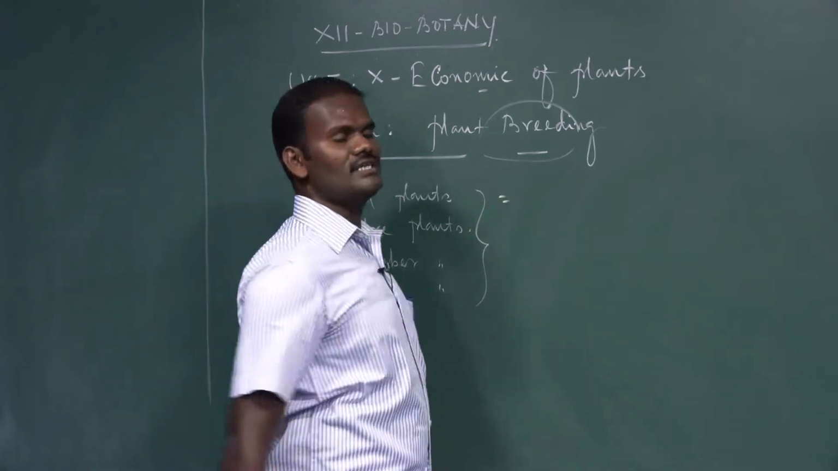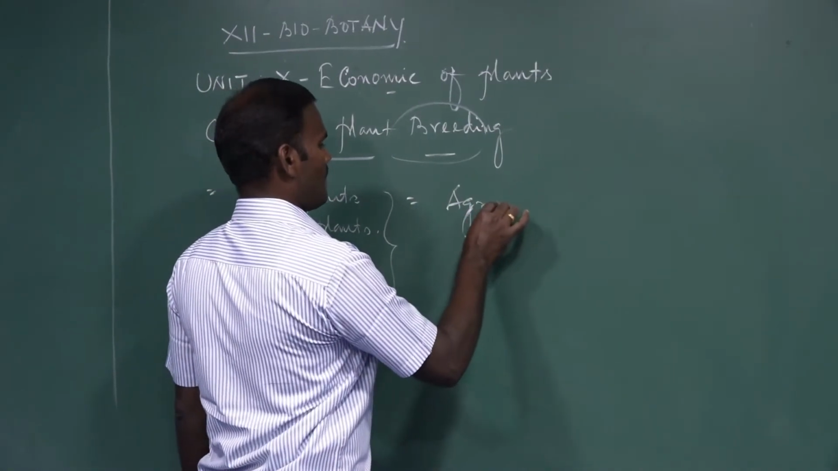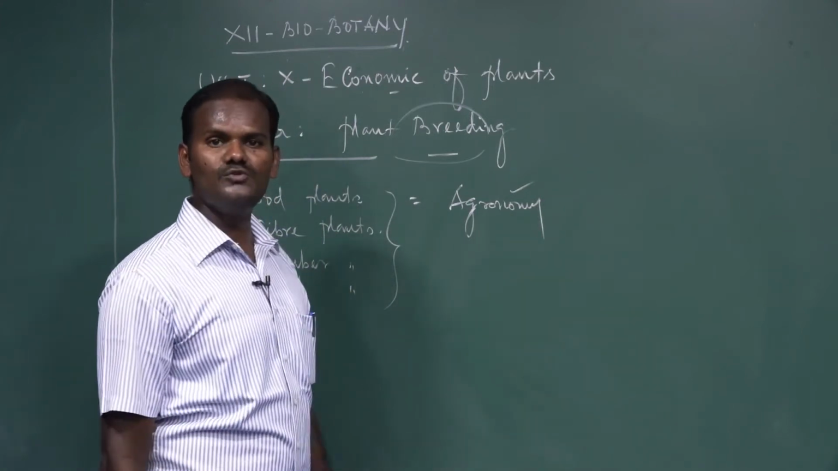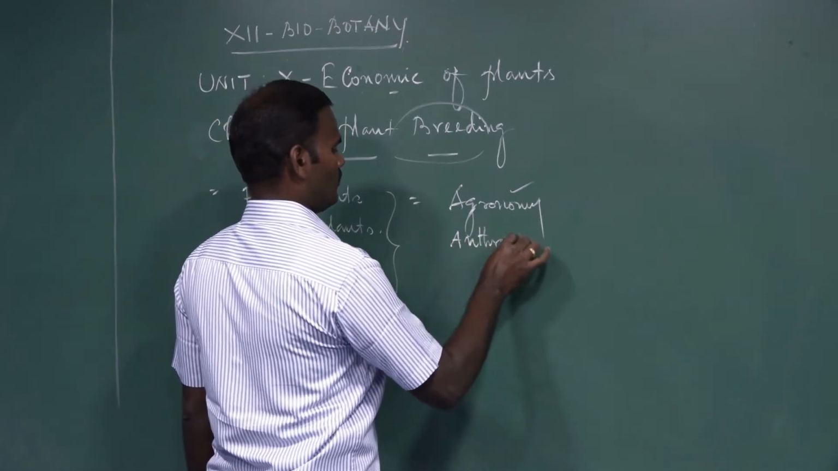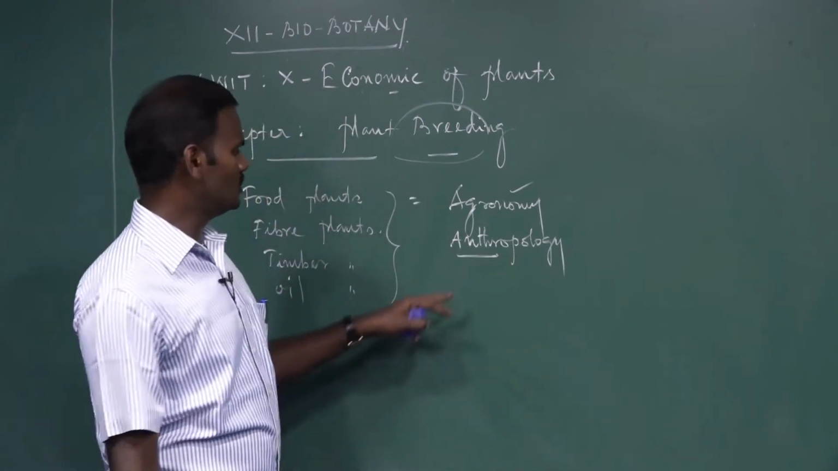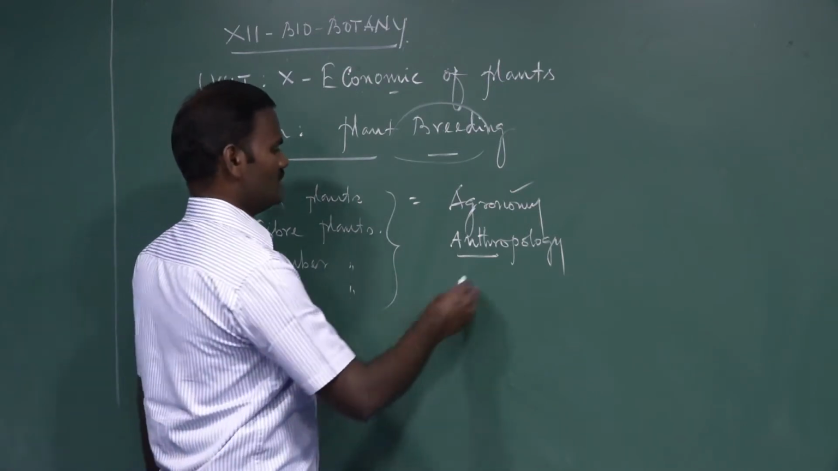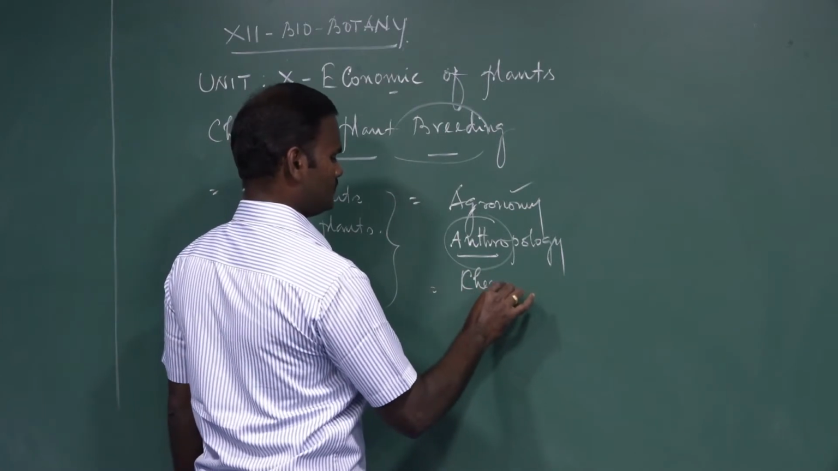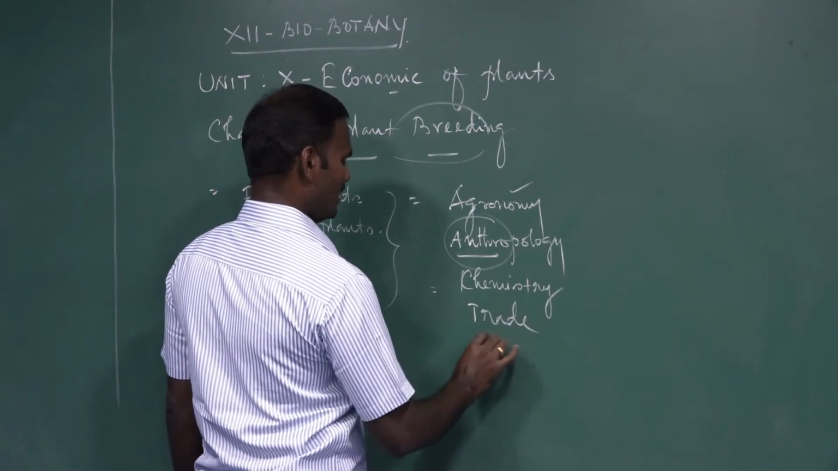For example, what are the disciplines of science that are interconnected by economically useful plants? Agronomy, which is nothing but soil management and crop improvement. And anthropology, which is the study of human history and cultures. And also chemistry, trade and commerce.